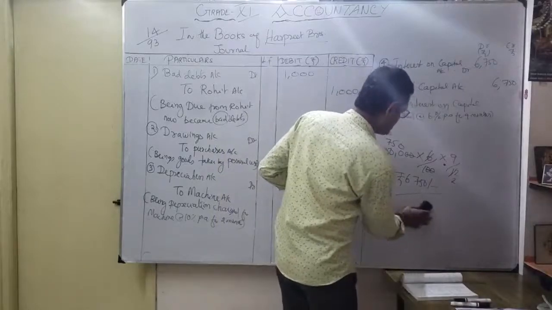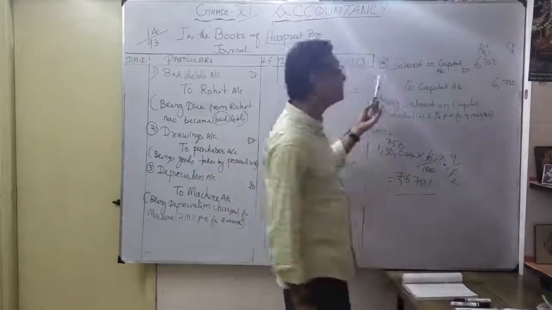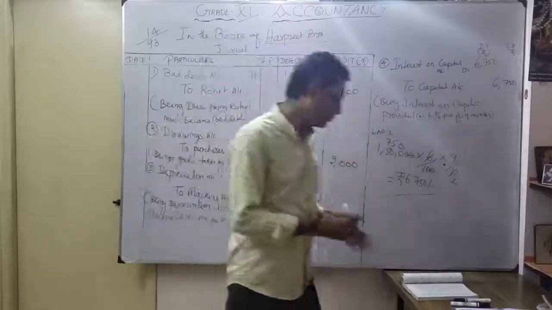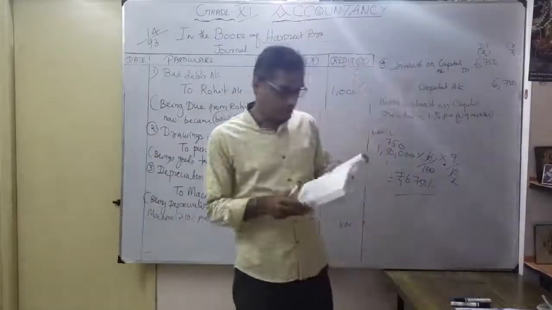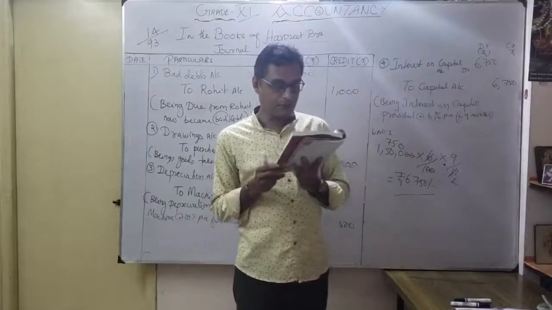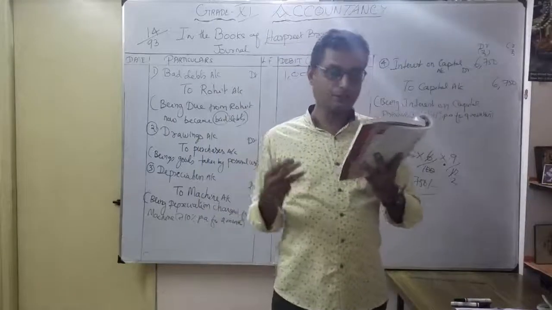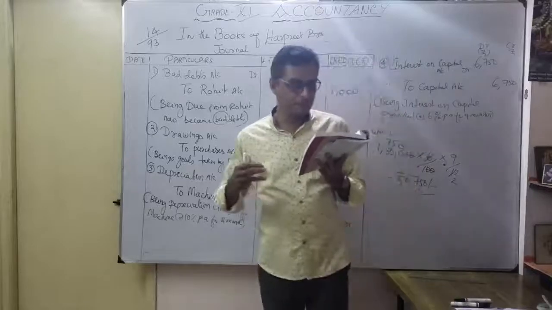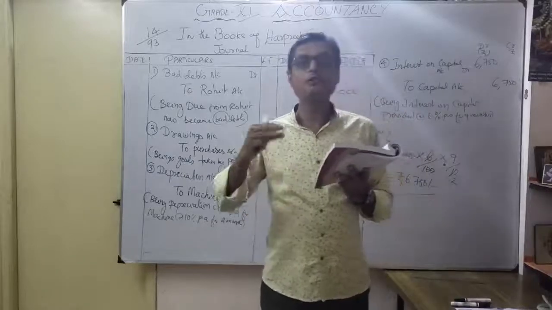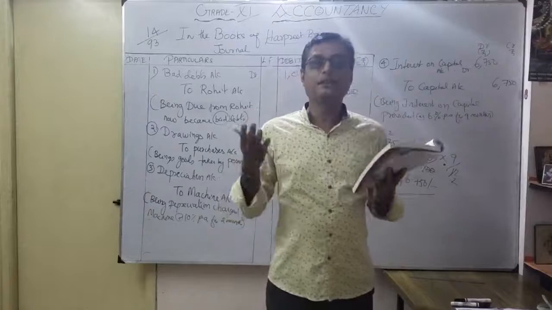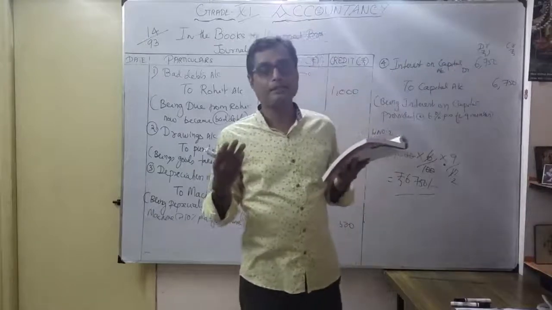6,750. Understood? That's our fourth transaction. Now moving to the fifth one. Rahul became insolvent. Who owed 2,000, and a final dividend of 60 paise is received. So first, what is the meaning of insolvent? Rahul is unable to pay his dues.